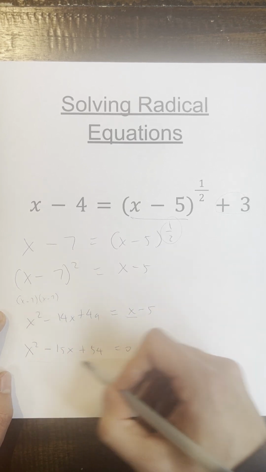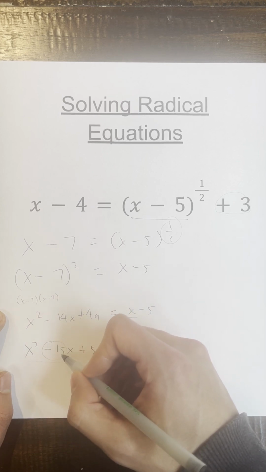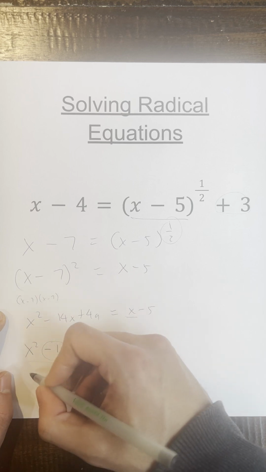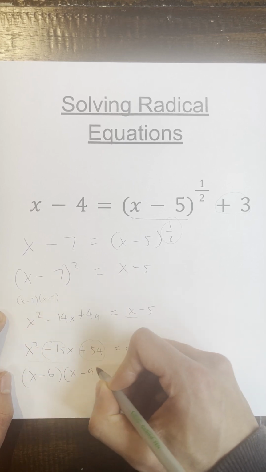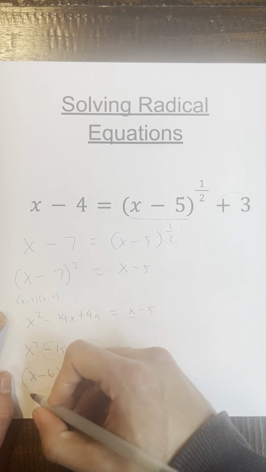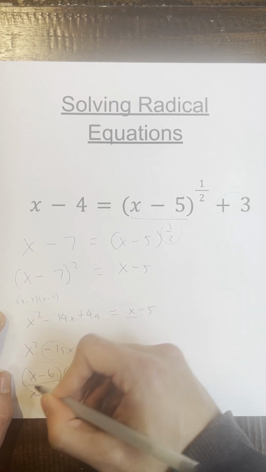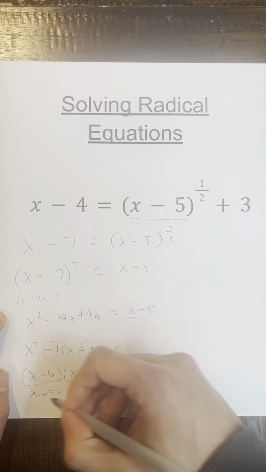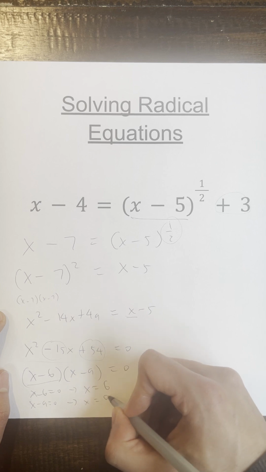And how do we factor this? So we need two numbers that add to negative 15 and multiply to 54. So negative 6, negative 9. So when this is 0, x minus 6 equals 0. x is how much? 6. x is how much? 9.